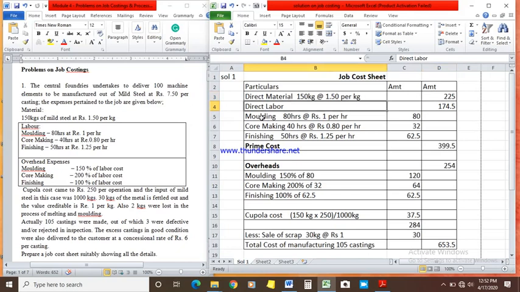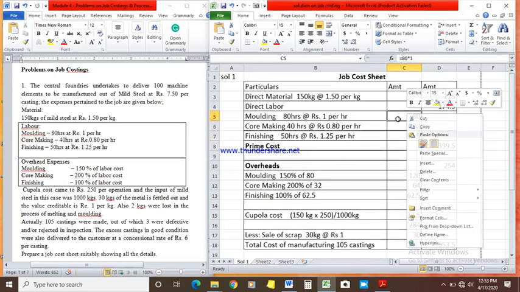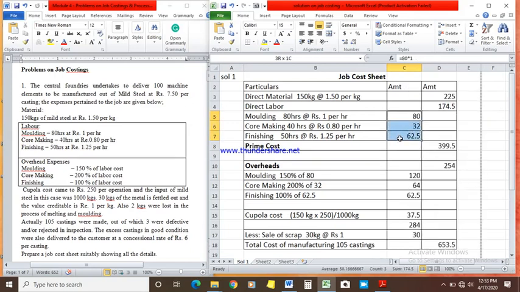So under the direct labor, I am going to mention molding 80 hours at the rate of 1, that comes to 80. Core making 40 hours at the rate of 80 paisa, that is 32 rupees. Finishing 50 hours at the rate of 1.25 comes to 62.5. So the total of these three put together comes to 174.5.